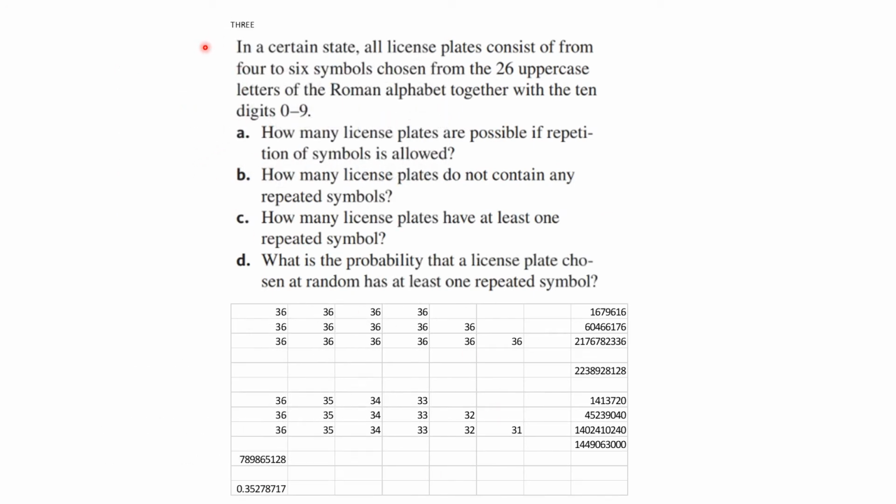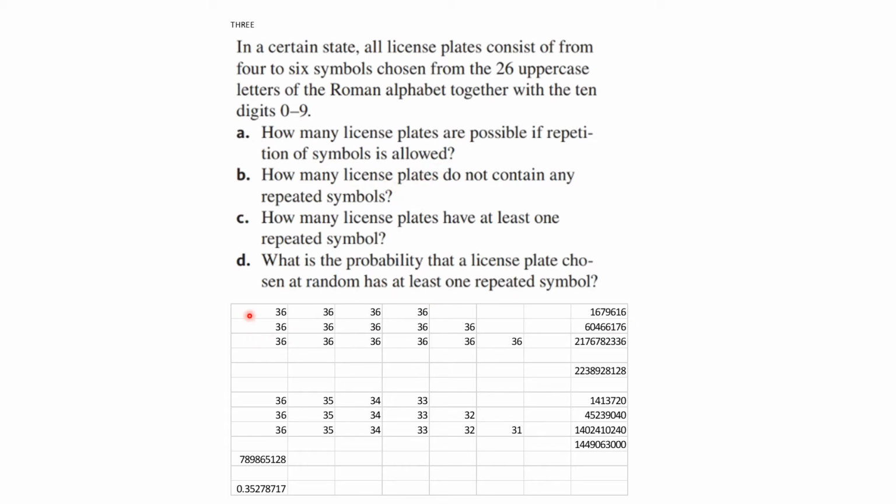Number 3. In a certain state, all license plates consist of 4 to 6 symbols. So each license plate can have 4 symbols, 5 symbols, or 6 symbols, chosen from the 26 uppercase letters of the Roman alphabet, together with the 10 digits 0 up through 9. How many license plates are possible if repetition of symbols is allowed?